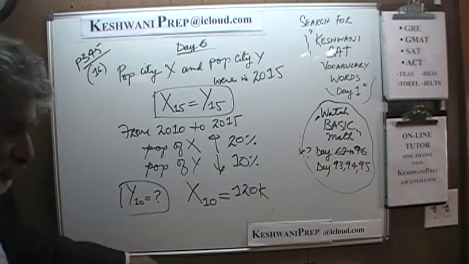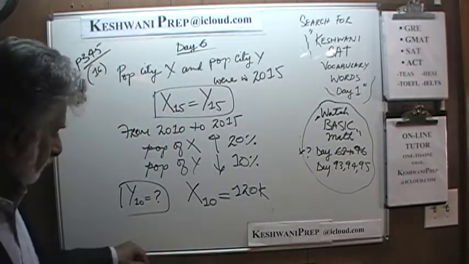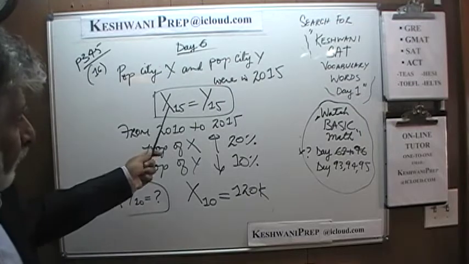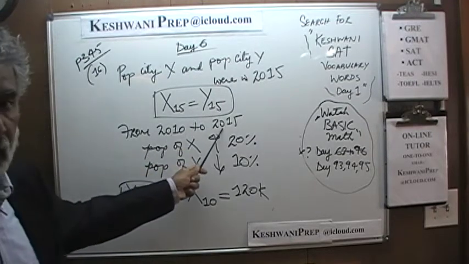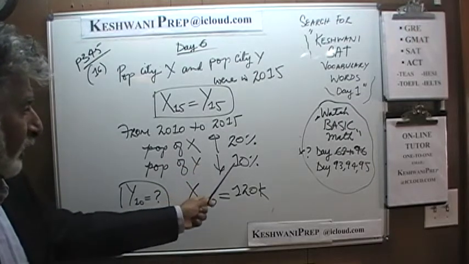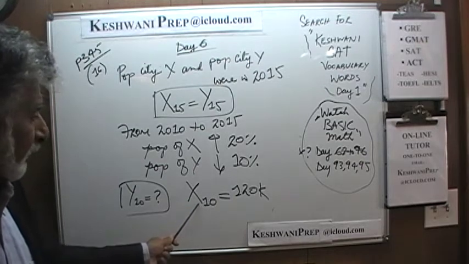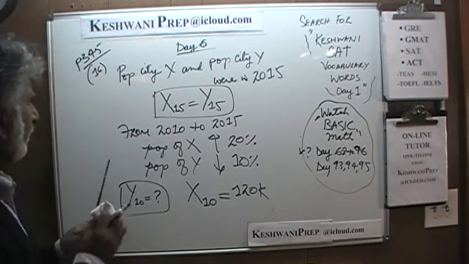Now that we have all the information at hand, we can set it up properly and figure it out. So, one more time, the populations were equal in 2015. But from 2010 to 2015, in X the population increased by 20%, and Y actually dropped by 10%. We are told that the population of X is 120. Question is, what was the population in city Y? Let's do it on the top.